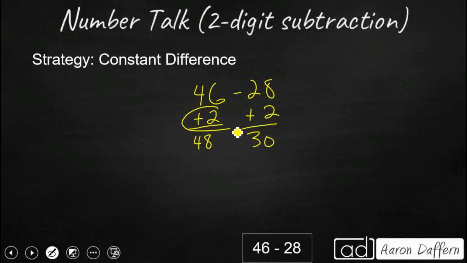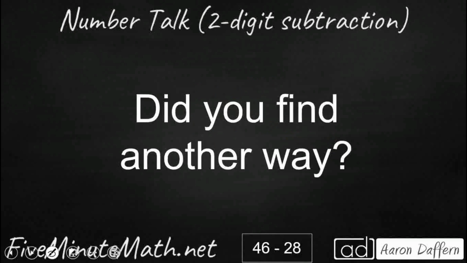So if I add 2 to both of my terms, my minuend and my subtrahend, then I don't have to add anything else because I've kept those 2 numbers the same distance apart. I've just made an easier problem. 48 minus 30, 18, no regrouping.